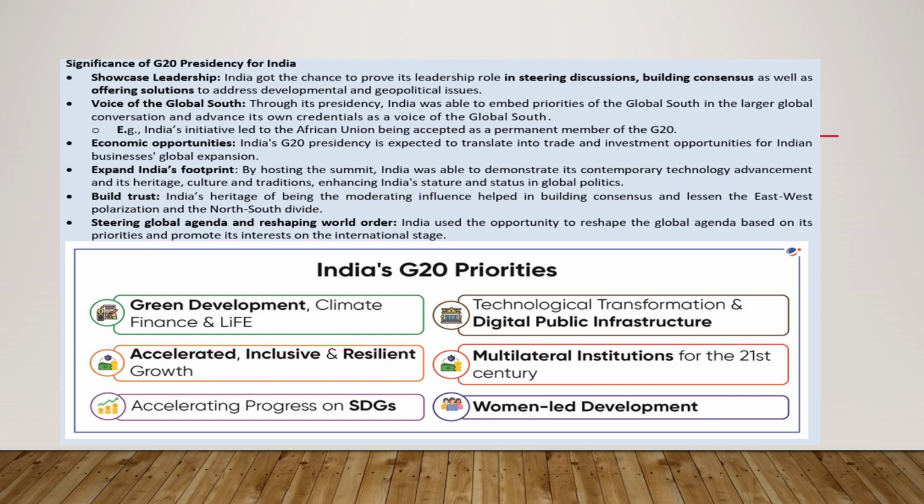These are a few G20 priorities for India. Let's discuss them. Green development, climate finance and LiFE, accelerate inclusive and resilient growth, accelerating progress on SDGs, technological transformation and digital public infrastructure, multilateral institutions for the 21st century, and women-led development.